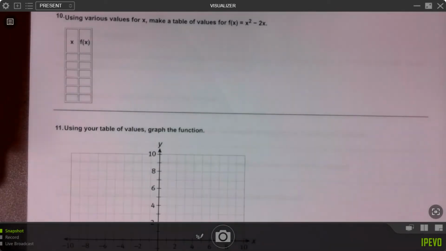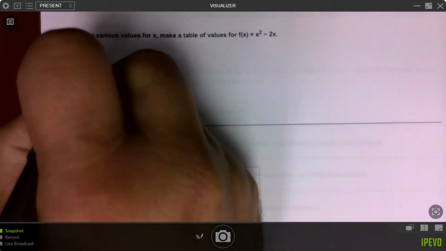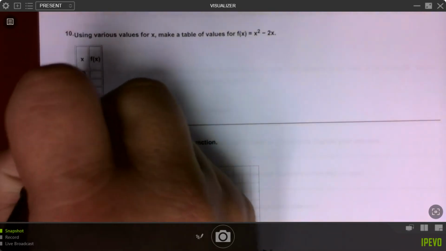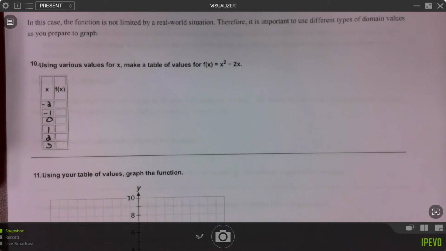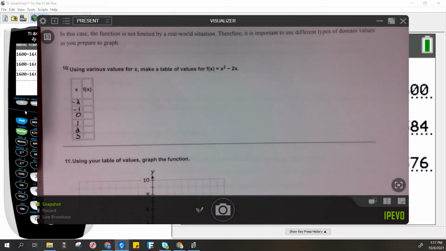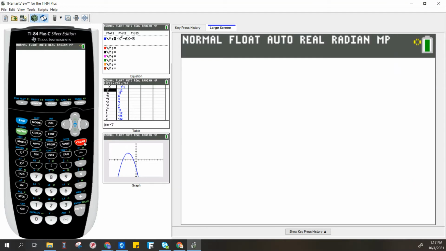All right. Moving on, we get to number 10. Now, for number 10, I asked you specifically to use the points -2, -1, 0, 1, 2, and 3 for that new function, just x squared minus 2x. And this one says it's not limited by a real world situation. Hence, we get into some negatives.